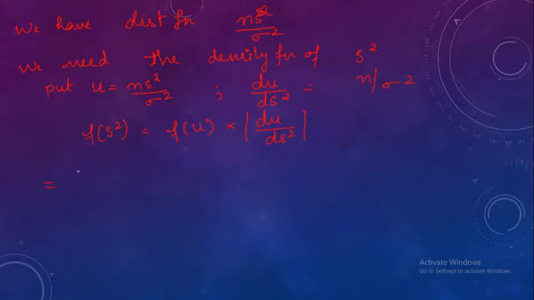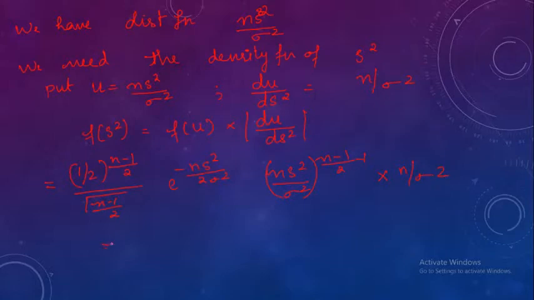Now I hope all of you know what f of u is by this time. We have written it just above: (1 by 2) the whole raised to (n minus 1) by 2, divided by gamma of (n minus 1) by 2, e raised to minus n s square divided by 2 sigma square, times (n s square by sigma square) the whole raised to (n minus 1) by 2 minus 1, multiplied by n by sigma square. Now I'm going to club the terms, so this is equal to (n by 2 sigma square) the whole raised to (n minus 1) by 2.